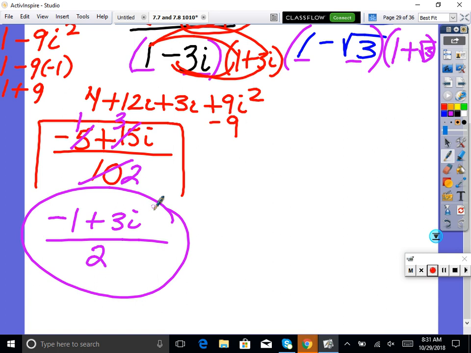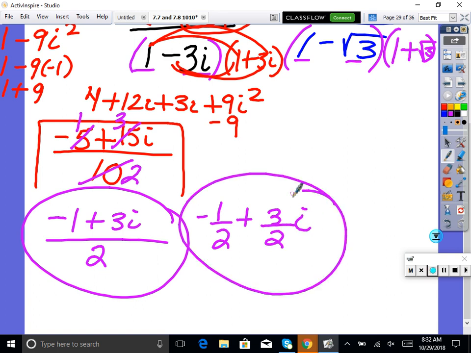Now your book is going to split it up. a plus bi. As long as we divide both of them by 2, it is appropriate to go, that's negative 1/2 plus 3/2 i. That's how your book's going to write it, because that's a prettier a plus bi form. Do you see how I just split it up? As long as you keep the denominator on both of them, you're okay. Okay, awesome.